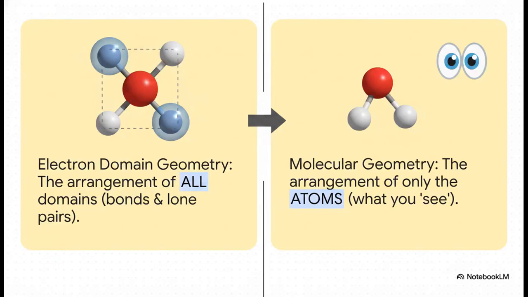Okay, hang on. Before we go any further, we have got to nail down 2 super important terms. They sound similar, but they are not the same. First, you've got electron domain geometry. That's the arrangement of everything around that central atom. We're talking all the bonds and any lone pairs. But then you have molecular geometry, and that's the shape of just the atoms. It's what you'd actually see if you could look at the molecule. The lone pairs are still there, totally pushing things around and influencing the shape, but they're kind of invisible when you go to name the final structure. Getting this difference is absolutely crucial.